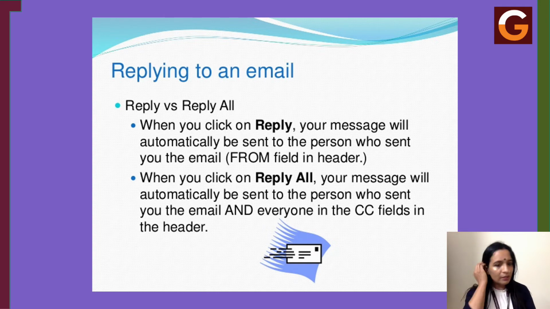How to reply to an email? There are two kinds of replying. It is either replying directly to the person, or, if it is a group mail, you can reply all. When you click on reply, your message will automatically be sent to the person who sent you the mail. From the From field, you can see who has sent the mail. But when you click on reply all, your message will be automatically sent and received and read by all the people to whom the mail had been sent.